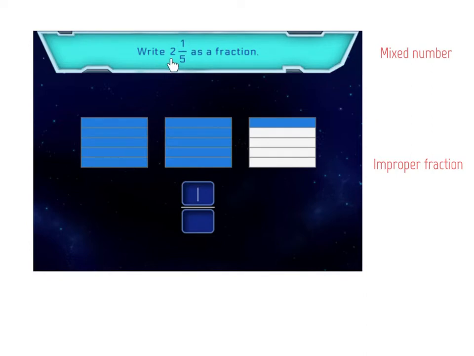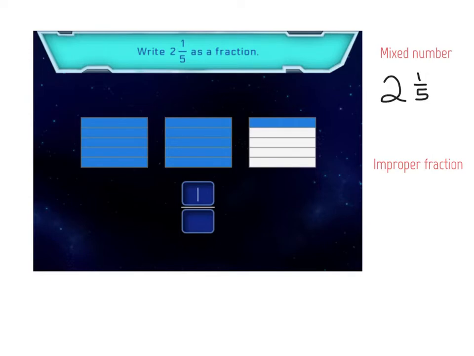Write 2 and 1/5 as a fraction. Well, 2 and 1/5 is already a fraction. That's actually known as a mixed number. It's mixed because it has a whole number, 2, and a fractional number, 1/5. And you can see here the picture of 2 whole and 1 out of 5. So this is 2 wholes and 1/5.